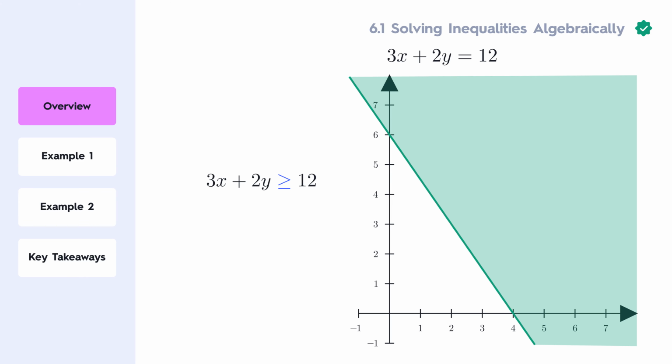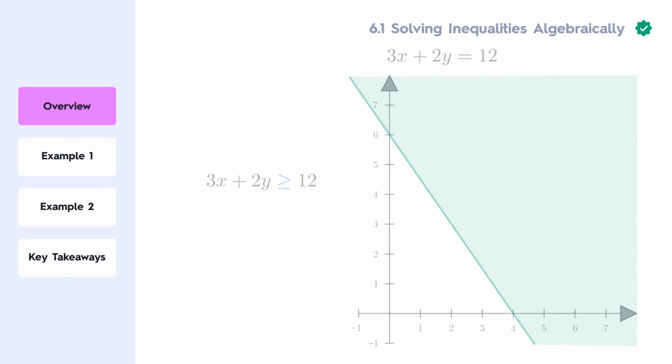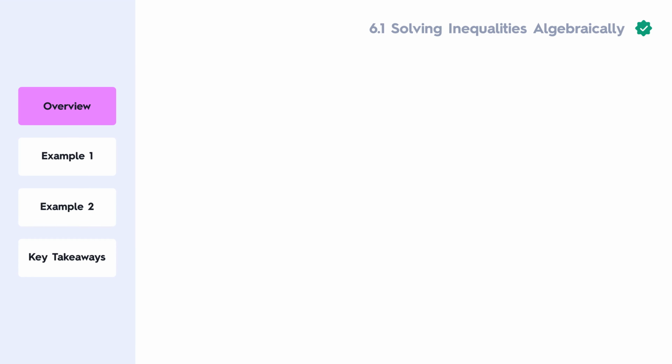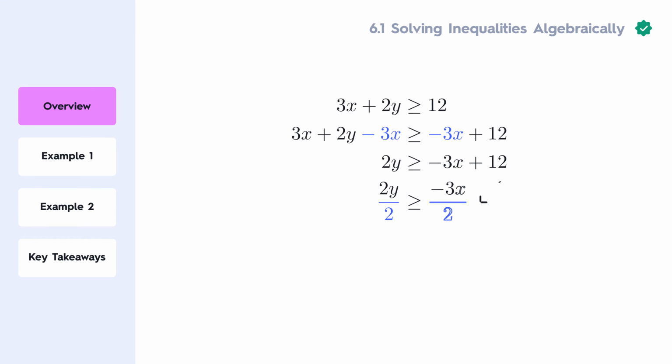Here are the key steps to solve linear inequalities in two variables algebraically. First, we may need to rearrange the inequality to isolate y on one side. This makes it easier to graph the inequality and understand which region satisfies it. For example, if we start with an inequality like this, we can rearrange it to get this. This helps us identify the slope and y-intercept for graphing.